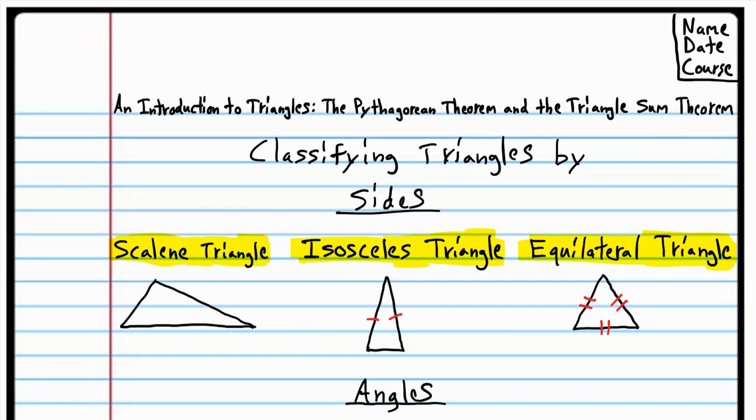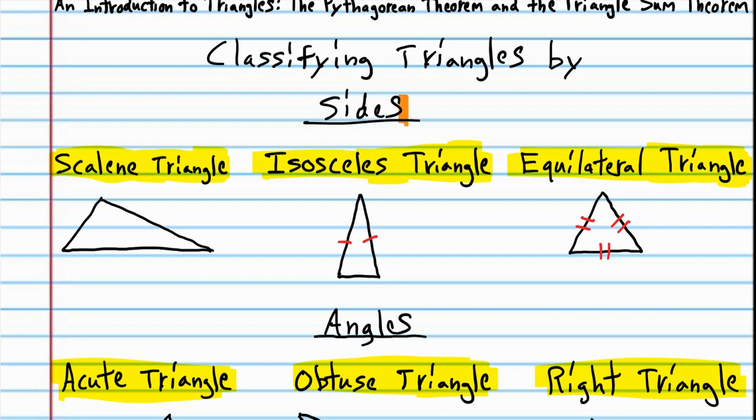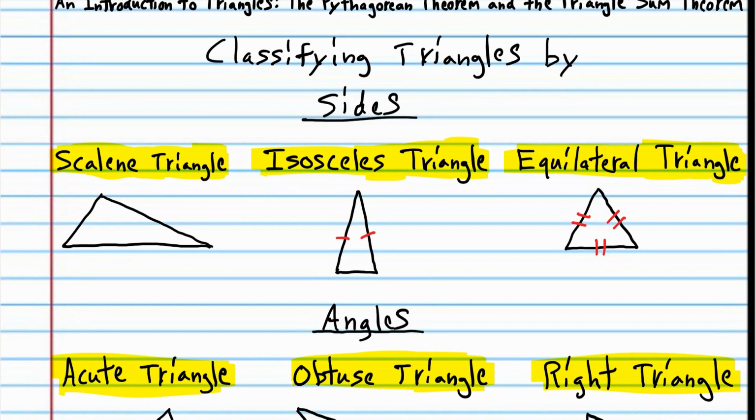We're first going to classify triangles. You can classify triangles by sides or by angles. If we want to classify triangles by sides, we have a scalene triangle. In a scalene triangle, all three side lengths are different. That's called a scalene triangle, when all the lengths are different.